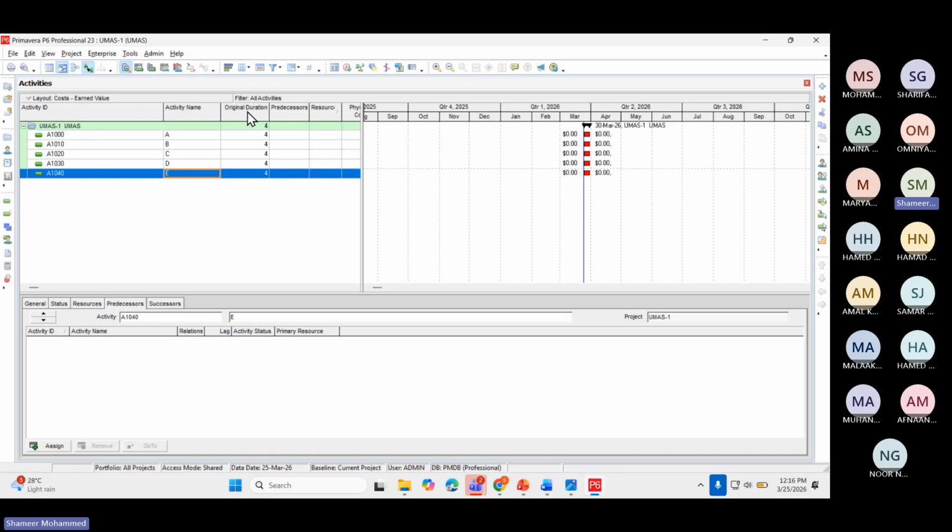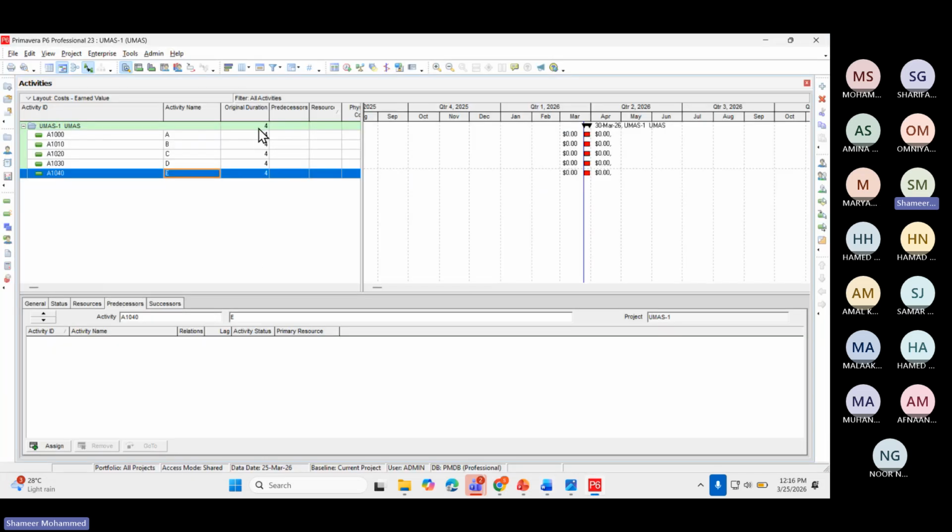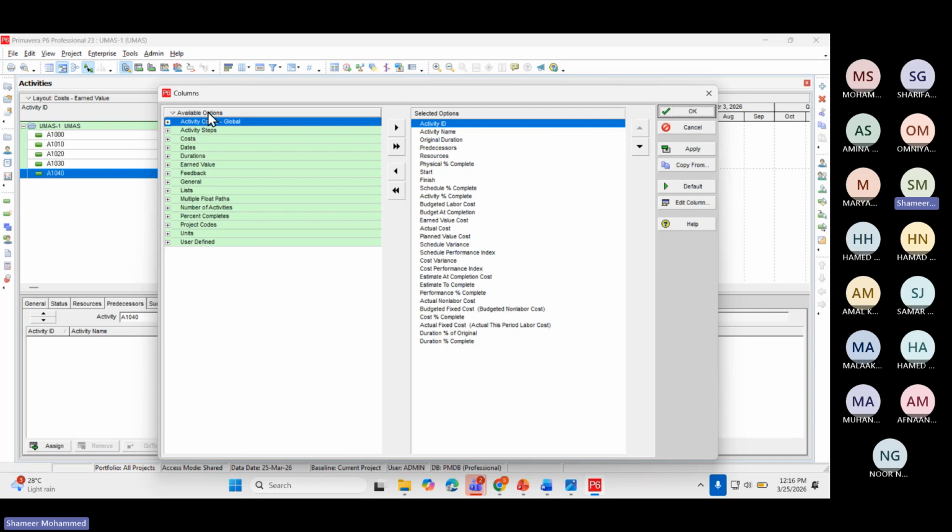Now duration, that is, how many days each activity is. So activity A is here 5 days. So this is duration. If you don't find this duration, you have to add the column from this one. See, this is the columns icon. When you click this, here you can find duration.